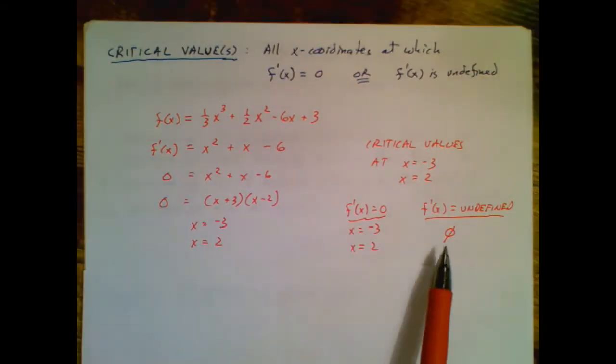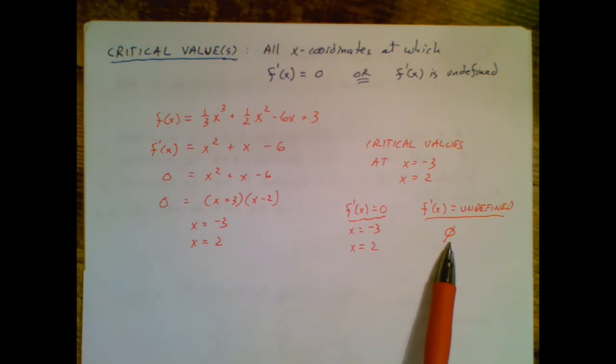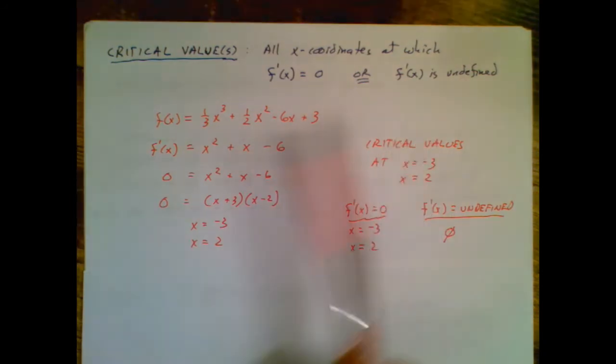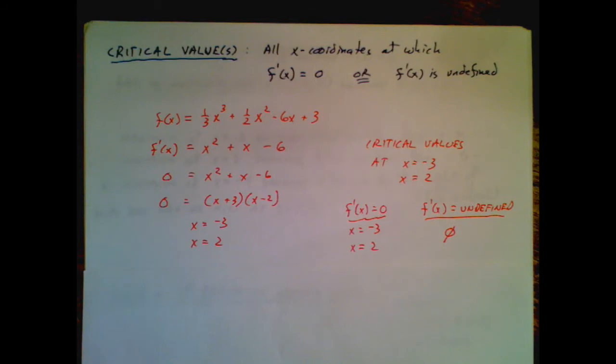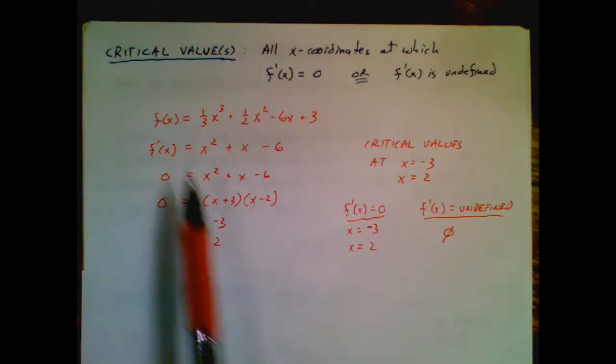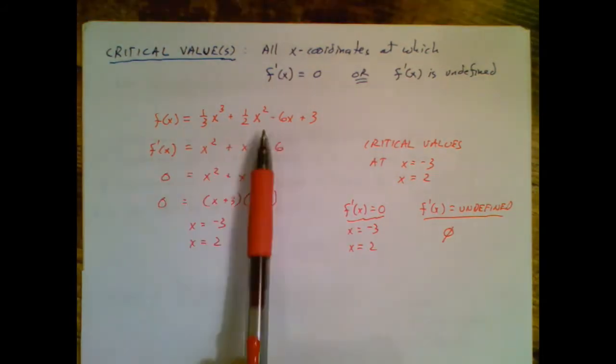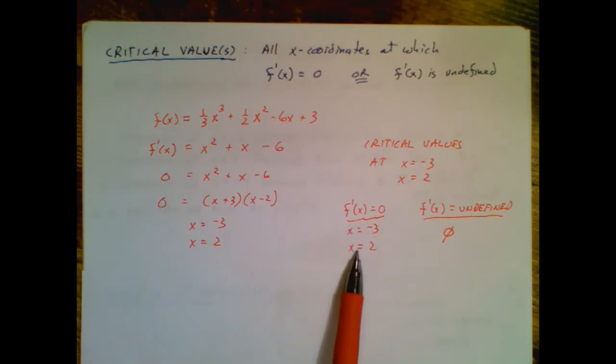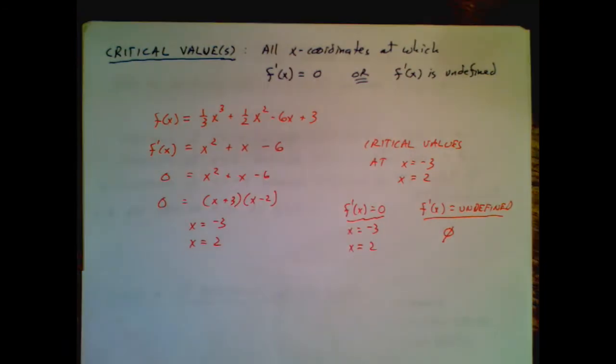This is going to happen frequently, so frequently that you're going to be tempted to skip this part of the definition and then they're going to get you. Okay, but anyway, we have found our critical values. That means in the life of this function, x equals -3 and x equals 2 are possibly some exciting times in the life of that function.